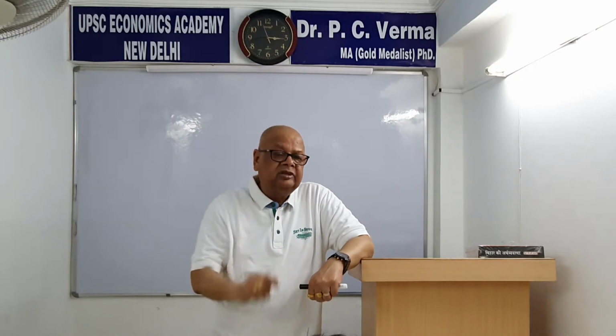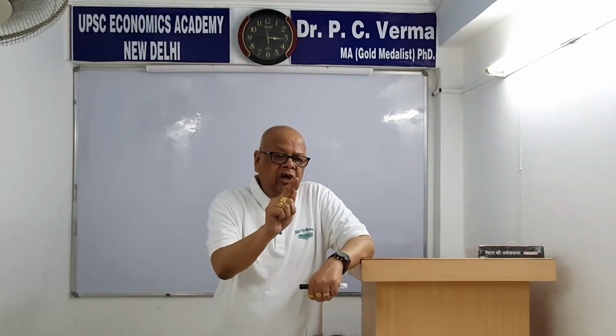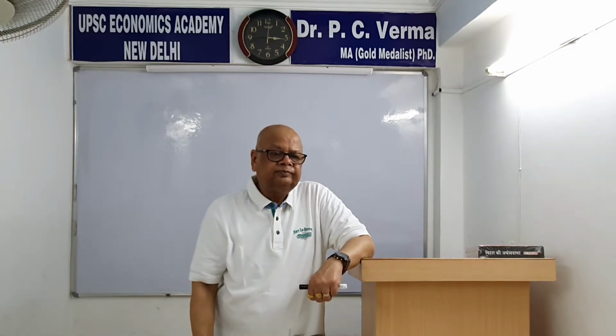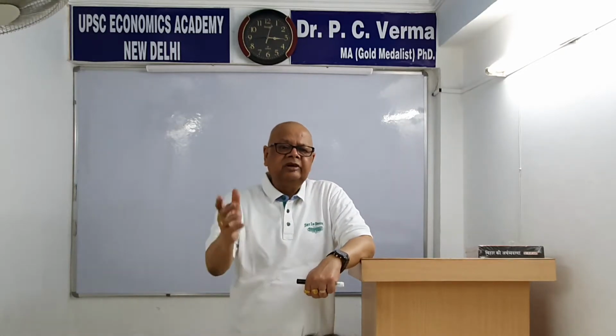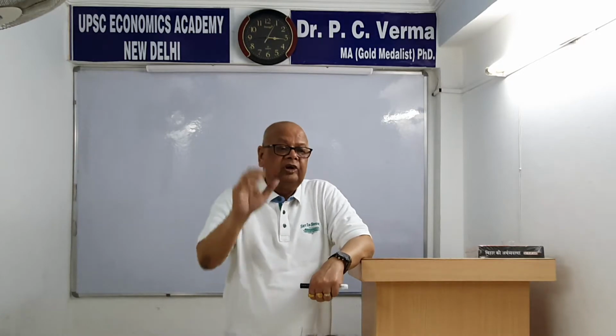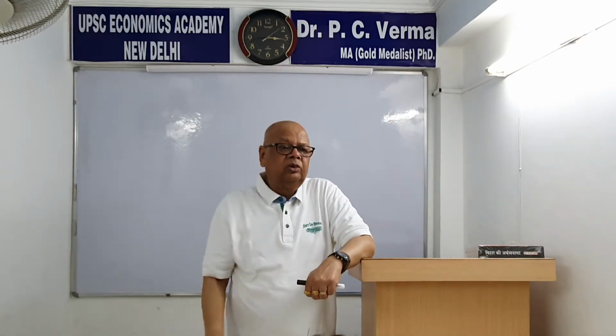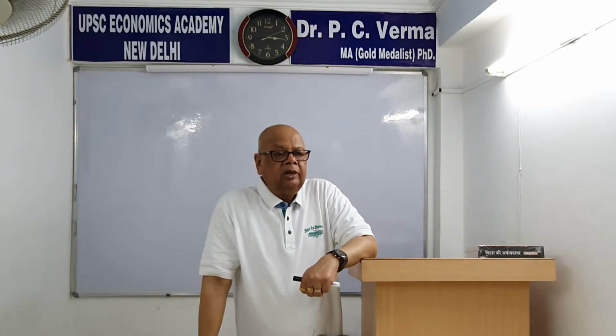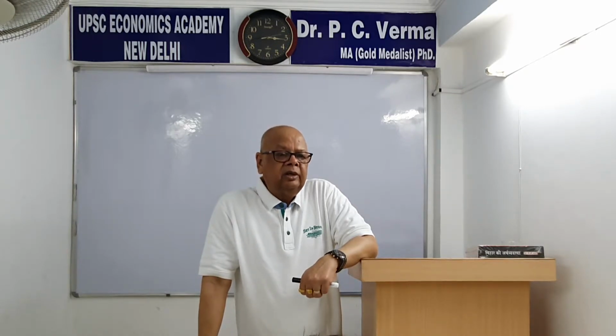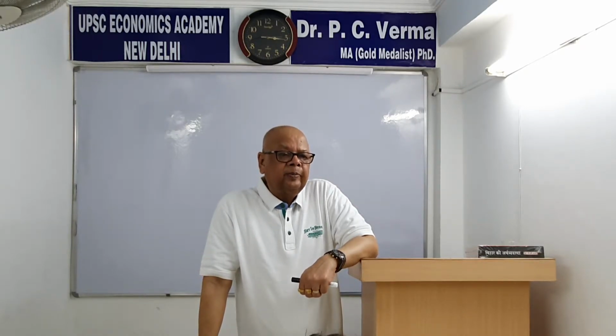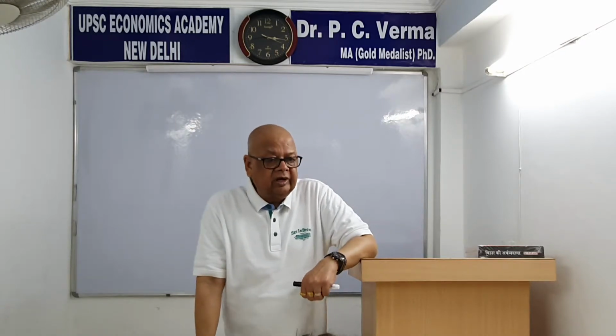In 1973, $1 is equal to 10 rupees. In 1975, $1 is equal to 15 rupees. And today, $1 is equal to 70 rupees. So the value of Indian currency is gradually declining.